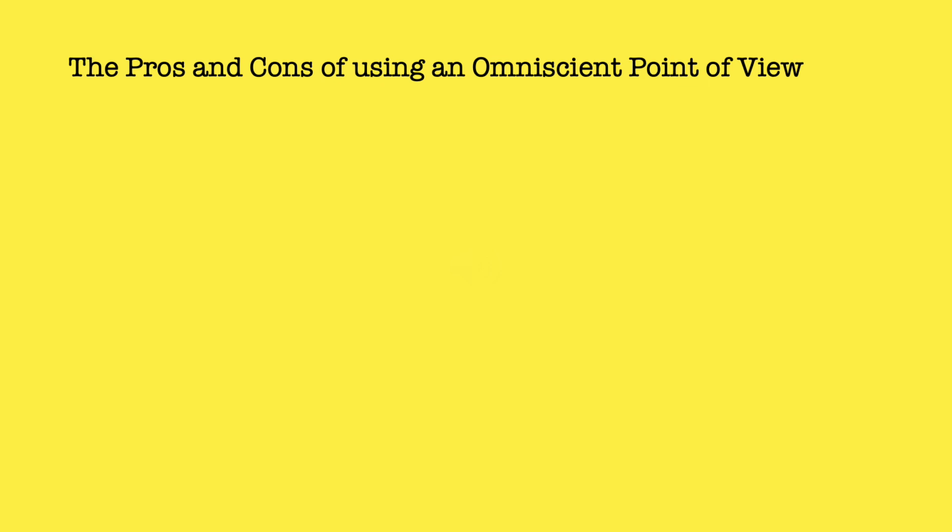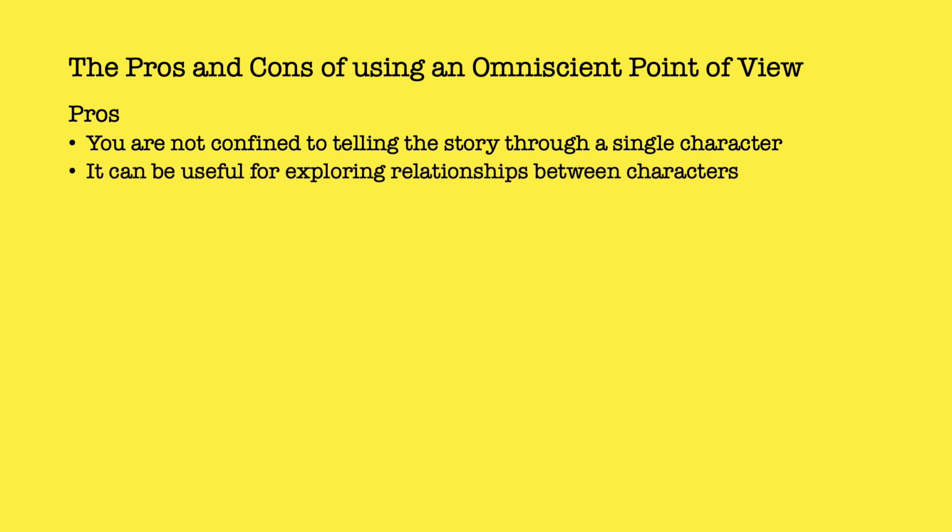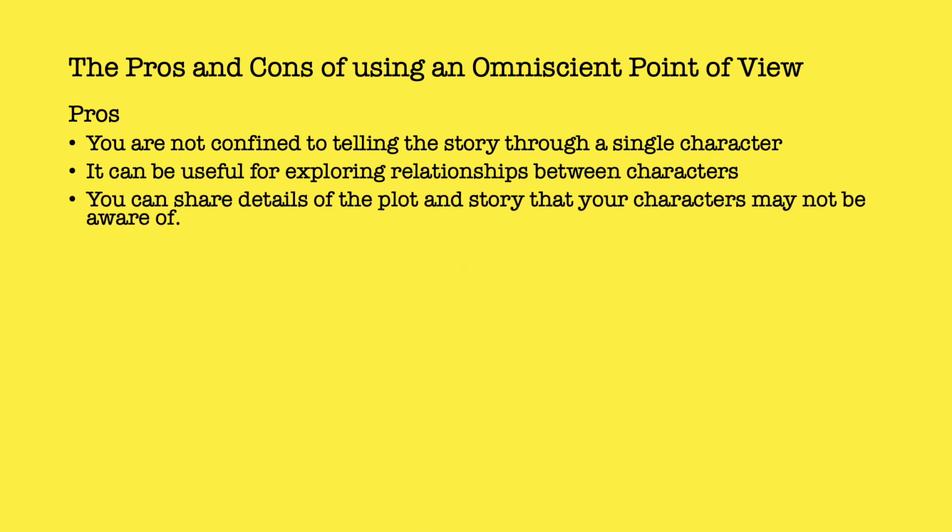So what are some pros and cons of using the omniscient point of view? Pros. You are not confined to telling the story through a single character. It can be useful for exploring complicated relationships between characters. You can share details of the plot and story that your characters may not be aware of, which can lead to suspense. You can move easily through time and location.